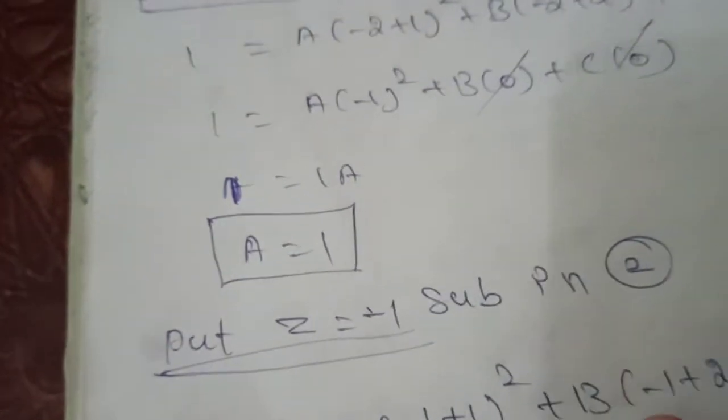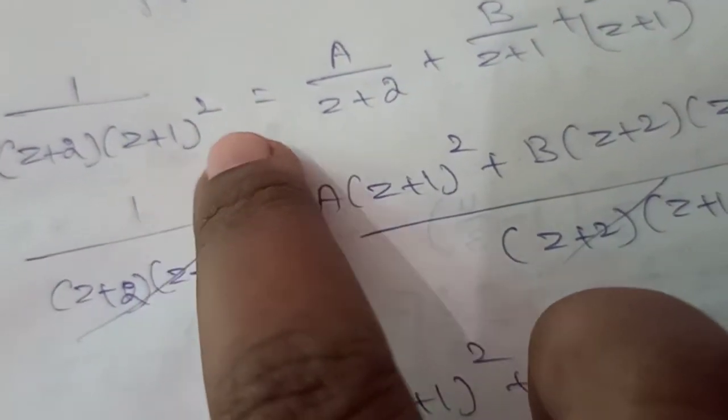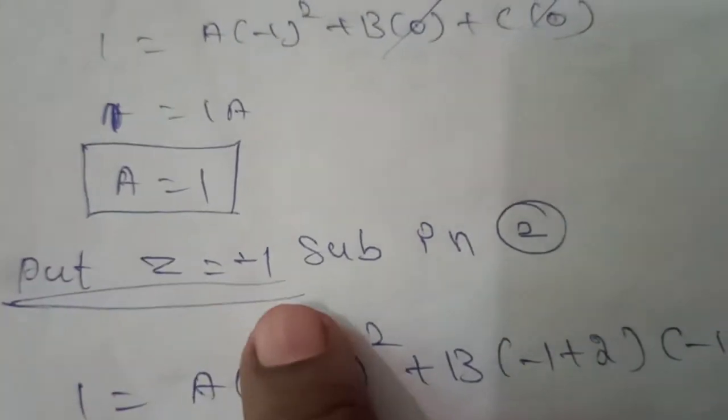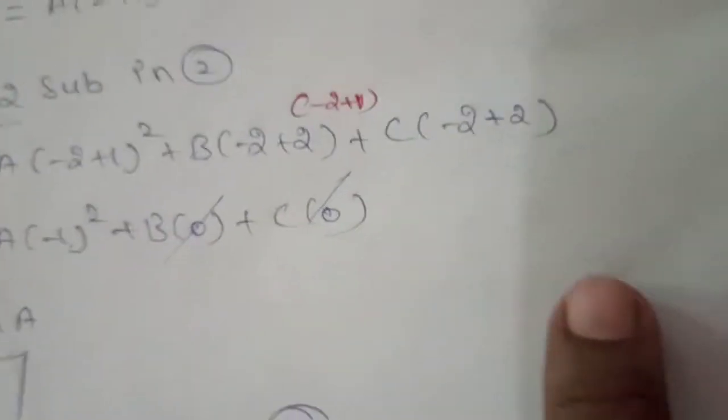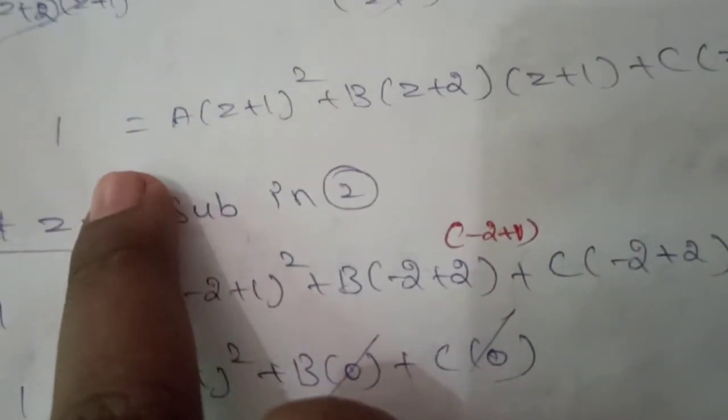Next, substitute for the other value. Put z plus 1 equal to 0, which means z equals minus 1. Put z equal to minus 1 and again substitute in equation number 2.